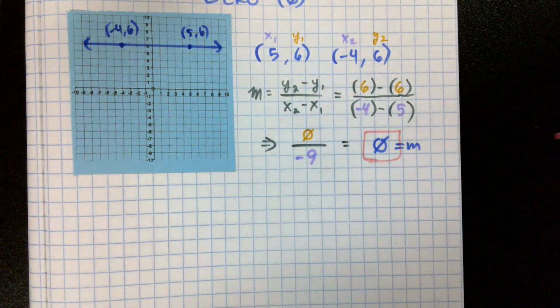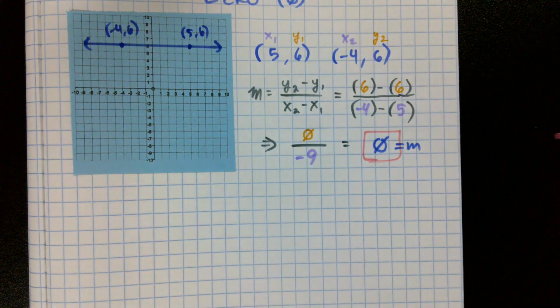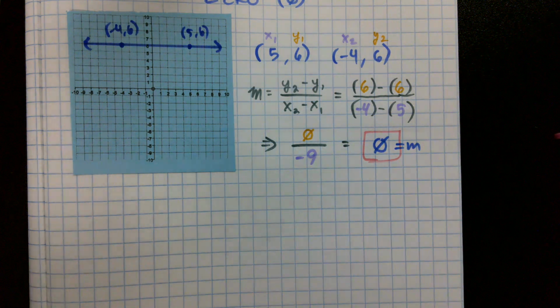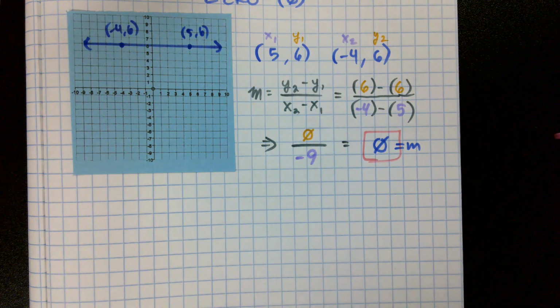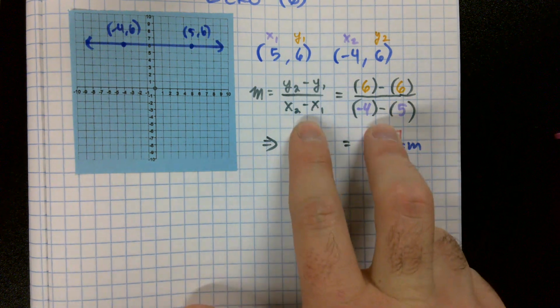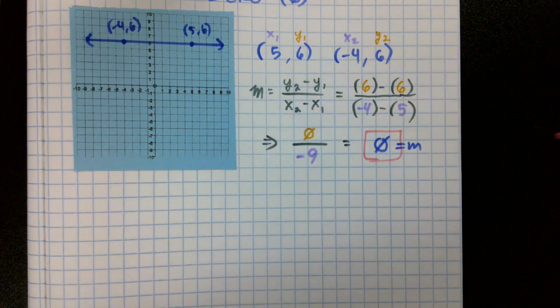Any horizontal line, doesn't matter where it is on the graph. If it's perfectly horizontal, our slope is going to be 0. But we can use the slope formula that we learned yesterday to be sure and to figure that out.